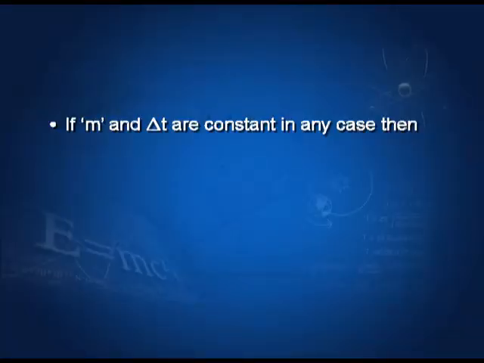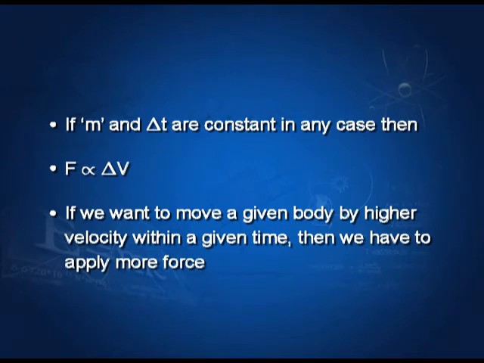For example, I have a truck and a bicycle. Both are moving with the same velocity and I have to stop them within the same time interval. Then I will have to apply more force on the truck. Now, if mass m and delta t are constant in any case, then force will be directly proportional to change in velocity. That means, if we want to move a given body with higher velocity within a given time, then we have to apply more force.